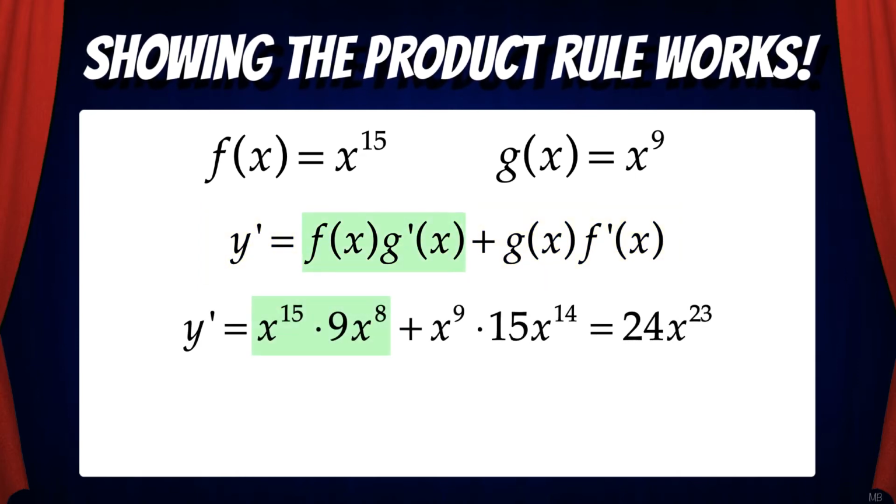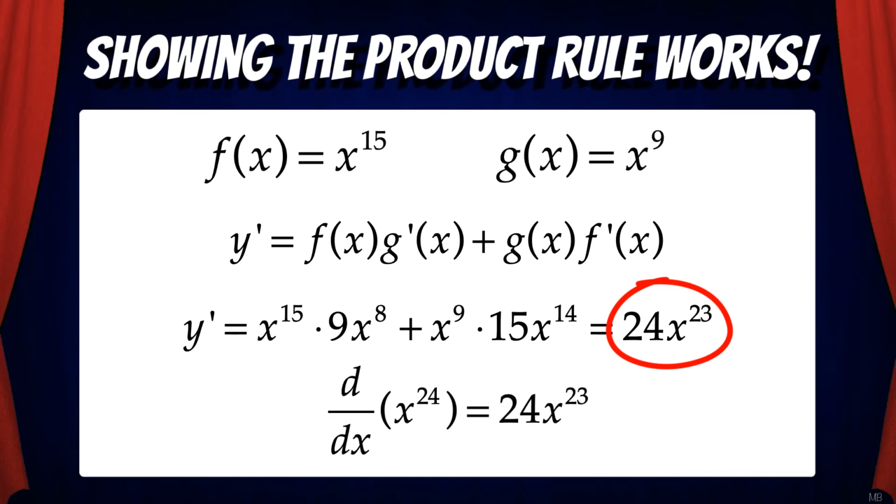Y prime would equal x to the 15th times 9x to the 8th. That's f of x times g prime of x. Then we're going to add x to the 9th times 15x to the 14th. That's g of x times f prime of x. The sum of these is 24x to the 23rd, which is the derivative of our original y function. So this is an example that shows the product rule works.